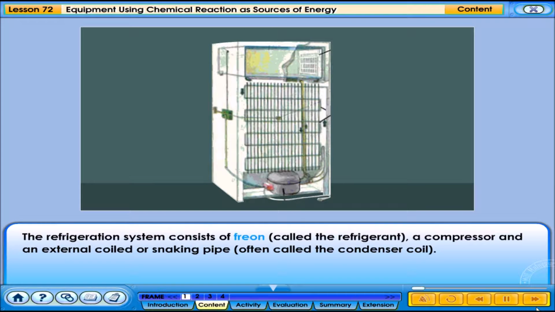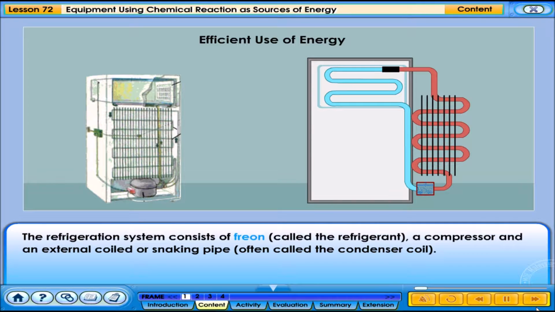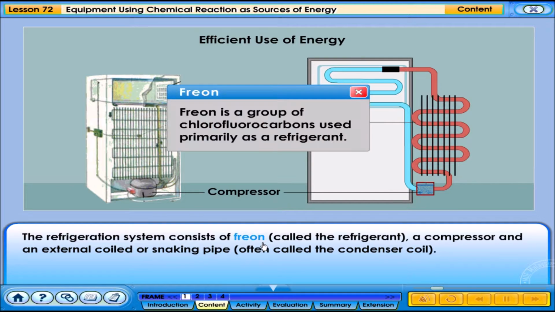The refrigeration system consists of Freon, called the refrigerant, a compressor, and an external coil or snaking pipe, often called the condenser coil. Freon is a group of chlorofluorocarbons used primarily as a refrigerant.